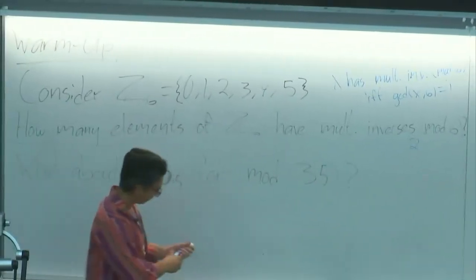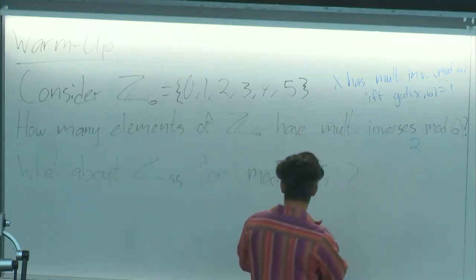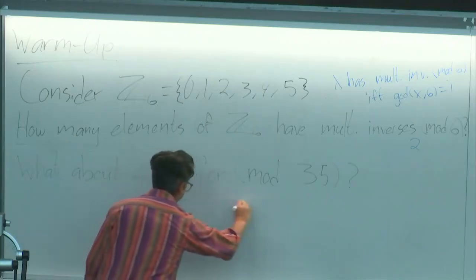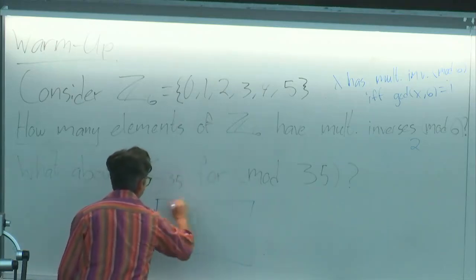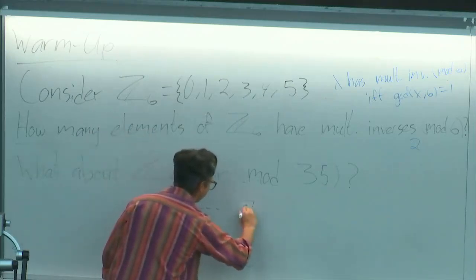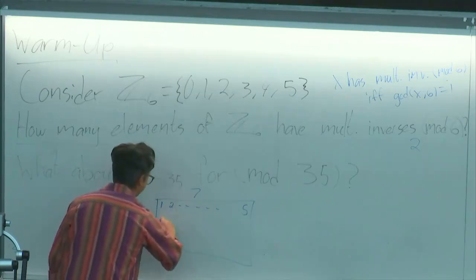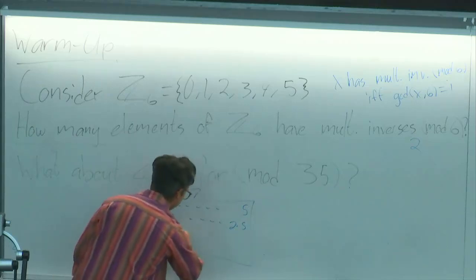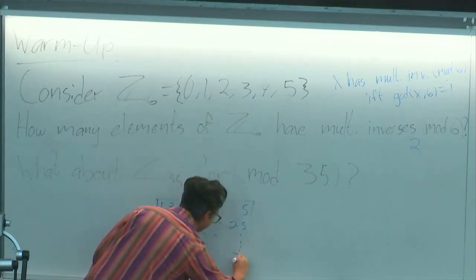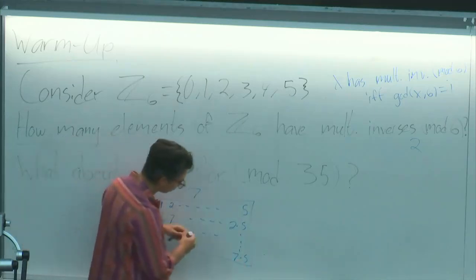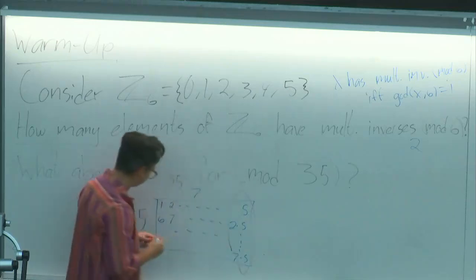So let's take a quick look and see if we can think about how many things have multiplicative inverses mod 35. If we're looking at mod 35, let's draw it here. Let's say we have 5 by 7. We're going to have 1, 2, all the way to 5, and then 6, 7, all the way to 2 times 5. We're just going to keep doing this until we get to 7 times 5. So here are all of our multiples of 5.